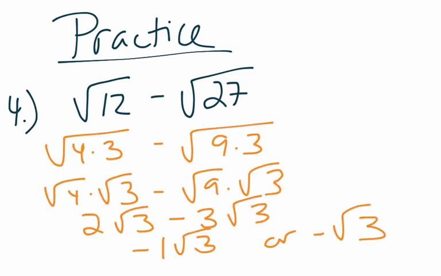And hopefully your work looks something like this. So 12 factors into 4 times 3, and the square root of 4 is 2, and of course you can't take the square root of 3, so we have 2 root 3. And then 27 factors into 9 times 3, and we can take the square root of 9 to get 3 root 3, and now the two radicands match. So we have 2 root 3 minus 3 root 3. 2 minus 3 is negative 1. Negative 1 root 3 is fine. I would accept negative 1 root 3, or you could just say negative root 3 as well. So hopefully your work looks something like that.